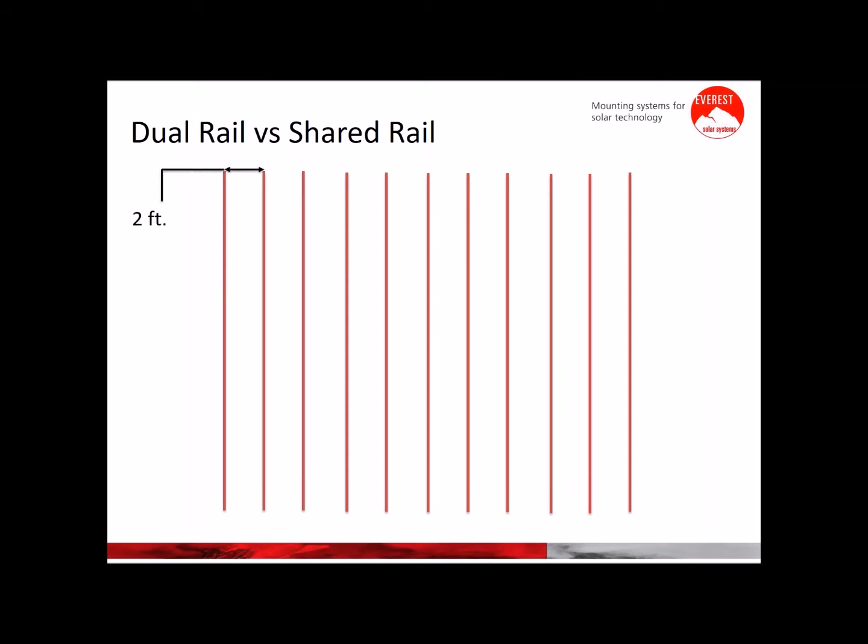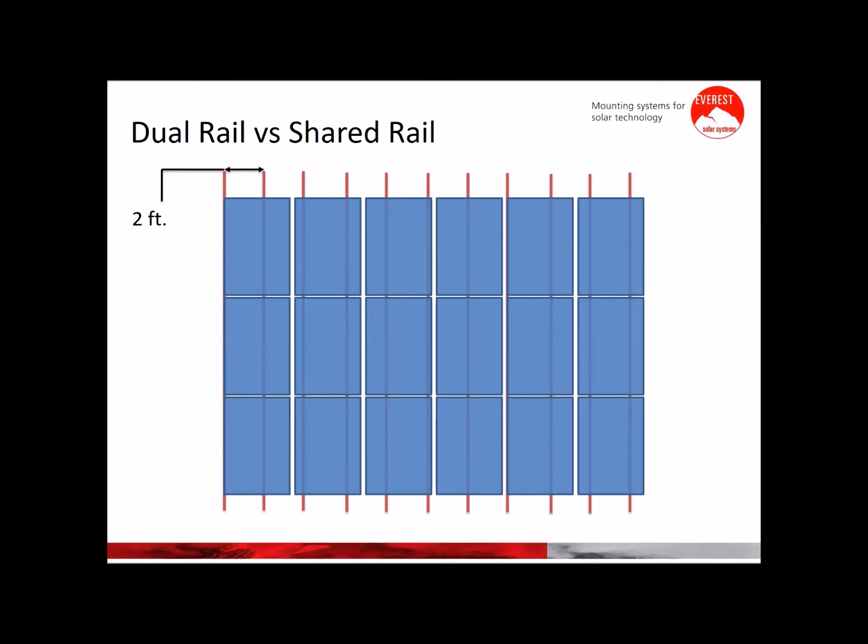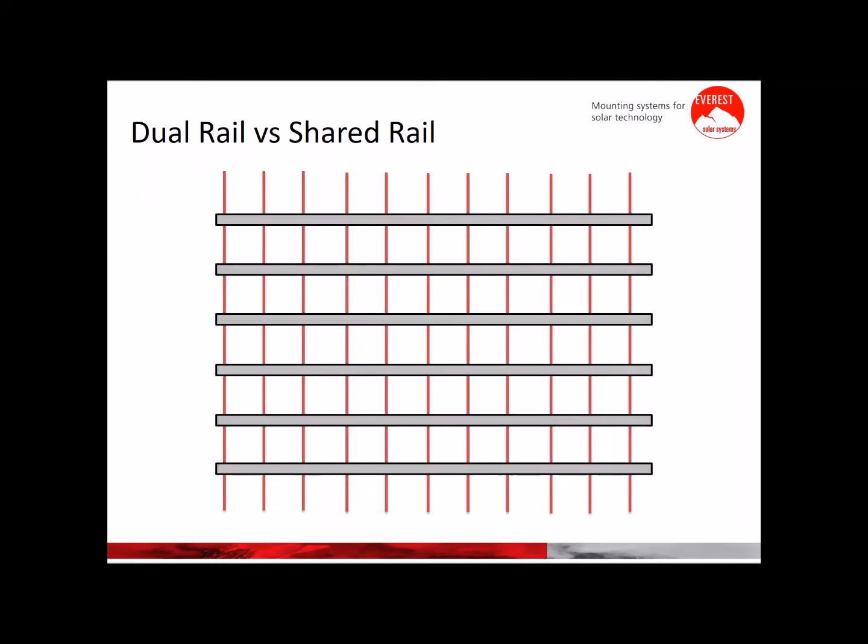Here, we're going to look into a more detailed explanation of the difference between dual rail and shear rail. The red lines shown in this image represent the rafters on a standard pitch roof, which are separated by 2 feet. The rail at the end represents the 2-foot cantilever. In this example, we're going to look at a simple 18-module system consisting of 3 rows of modules in portrait orientation. We will use the gray lines to represent the rails.